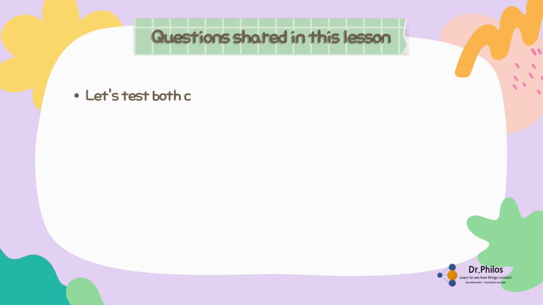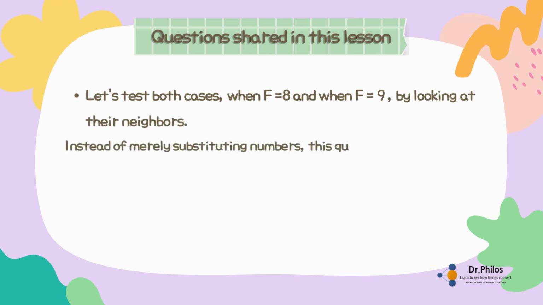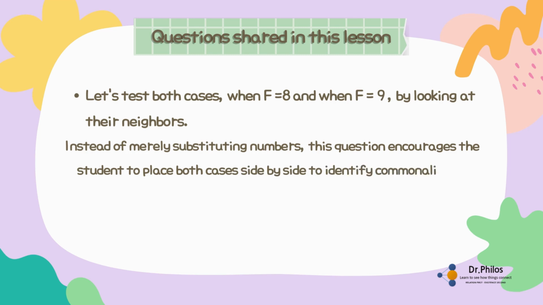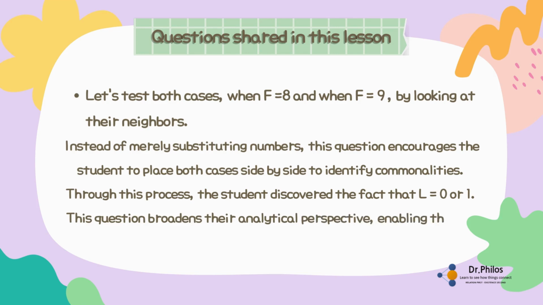Let's test both cases, when F is 8 and when F is 9, by looking at their neighbors. Instead of merely substituting numbers, this question encourages the student to place both cases side by side to identify commonalities. Through this process, the student discovered the fact that L is 0 or 1. This question broadens their analytical perspective, enabling them to synthesize multiple scenarios simultaneously.